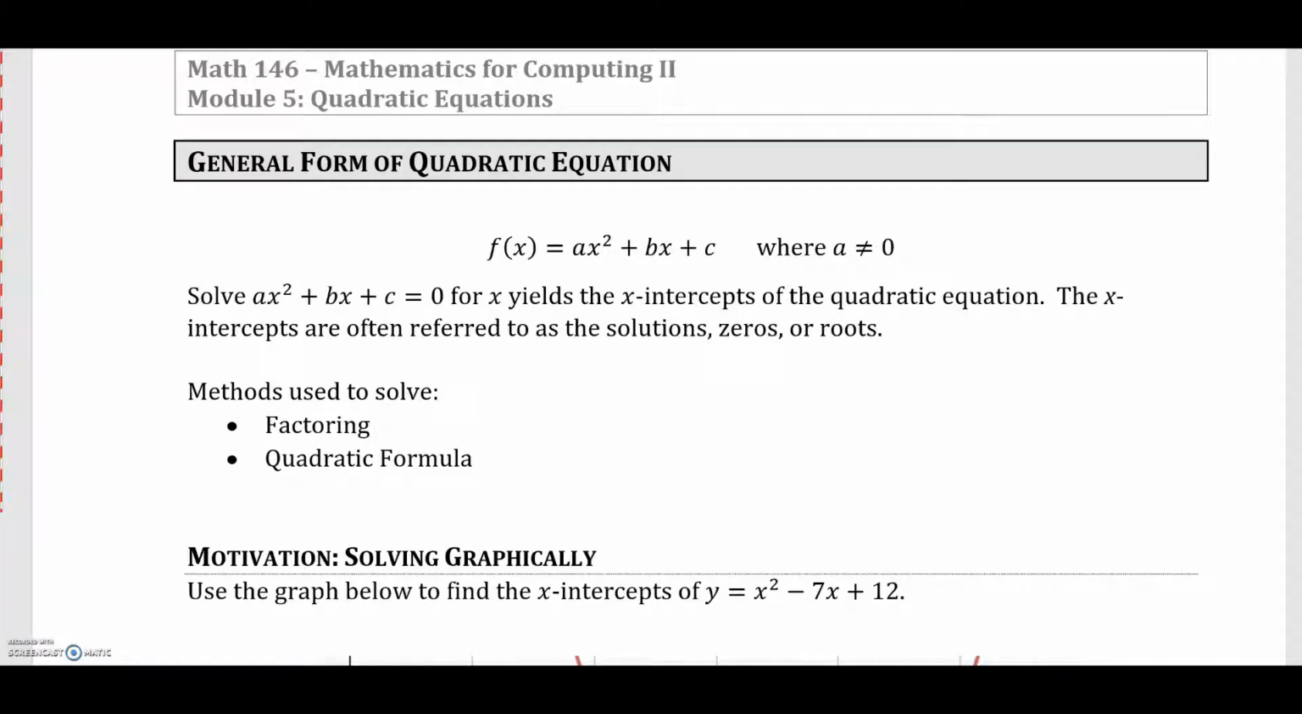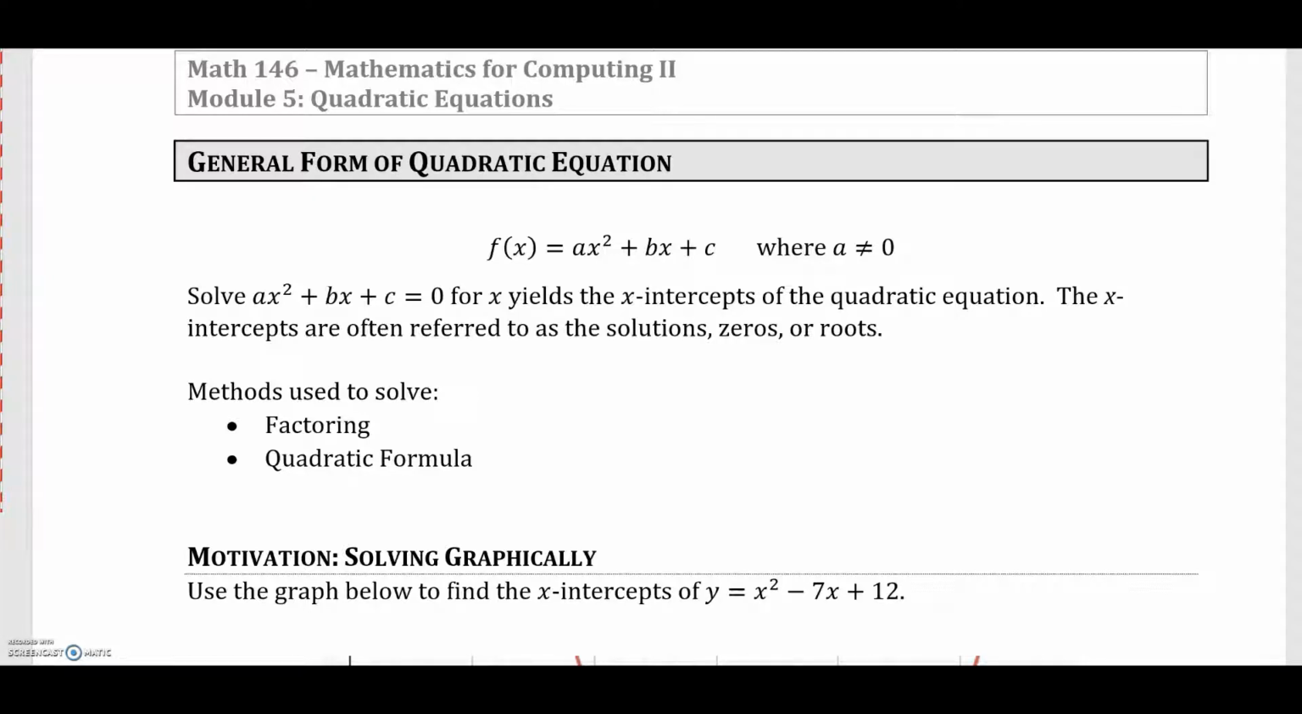Welcome to Module 5 on quadratic equations. In the last module, we looked at factoring as well as factoring quadratic expressions. In this set of notes, we're going to look at solving quadratic equations.